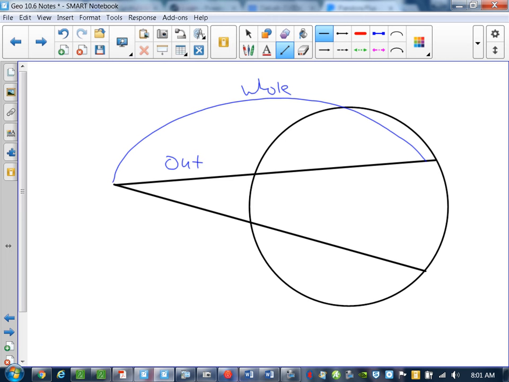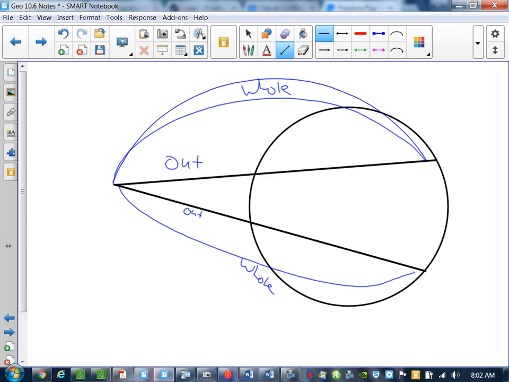By using basic terms, this is another outside part. Wait, if you have an outside chord, does that mean you also have an inside chord? There is, but I don't really worry about the inside part here, because when I have 2 segments like this, the formula is outside times the whole is outside times the whole. I don't have to worry about saying outside times inside.